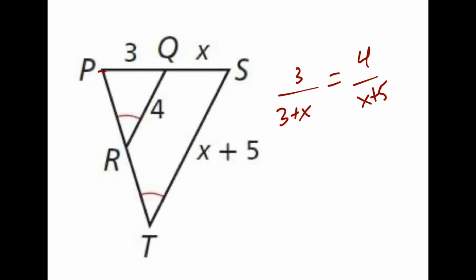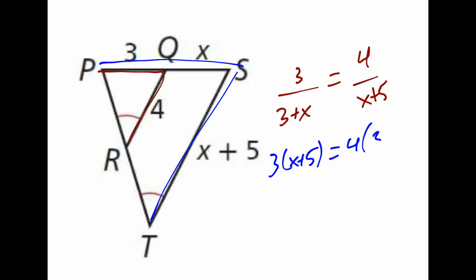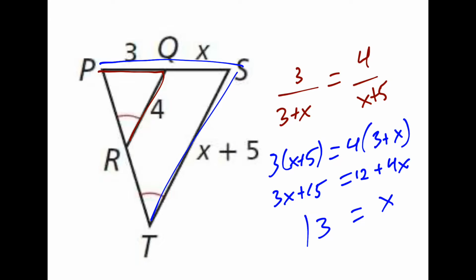So I'm comparing the short distance 3 to the longer distance 3 plus x. The short distance 4 to the long distance x plus 5. So I set it up and cross multiply. So this is 3 times x plus 5 is equal to 4 times 3 plus x. I distribute. I have 3x plus 15 is equal to 12 plus 4x. So I'll move all the x's to the right, and I'll move 12 to the left, and I get that x is equal to 3.